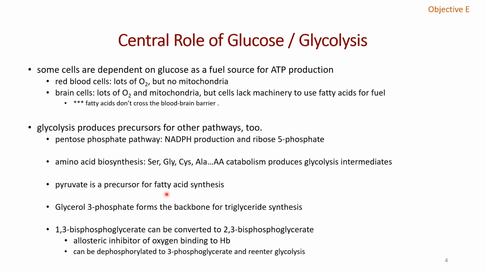Pyruvate is actually a precursor for fatty acid synthesis under an insulin signal, and insulin says we have way more glucose in the blood than we need, and it stimulates cells to take that glucose up, and the cells will take the glucose up and they very quickly meet their own energy needs. In tissues that synthesize fat, that insulin can tell them it's time to start making fat to build up membranes or to store fat or whatever.